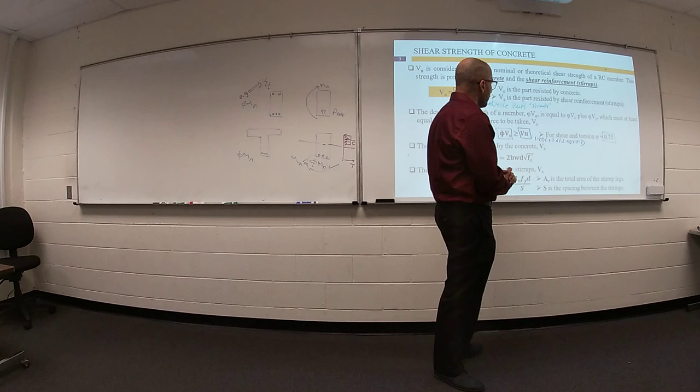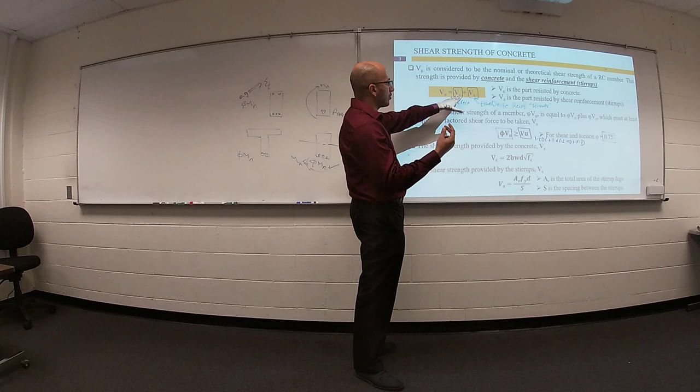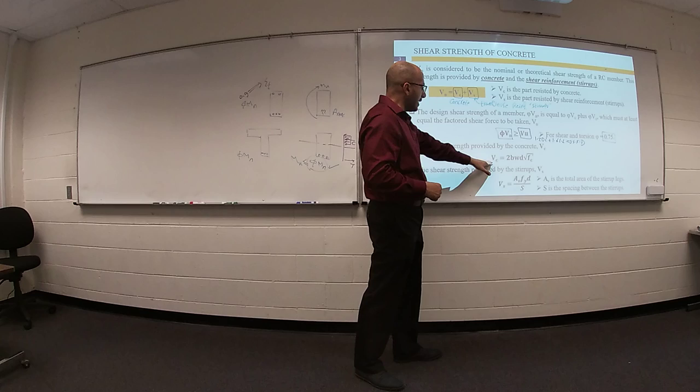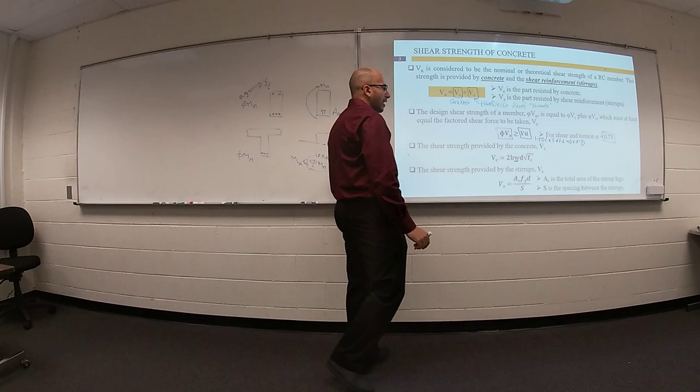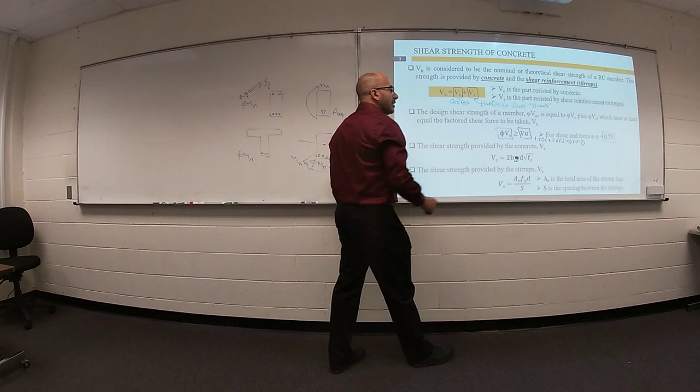Go back a little bit. You told us Vn has two parts, one from concrete, one from steel. The part from concrete, Vc, according to ACI equals b web times depth times square root of f'c.